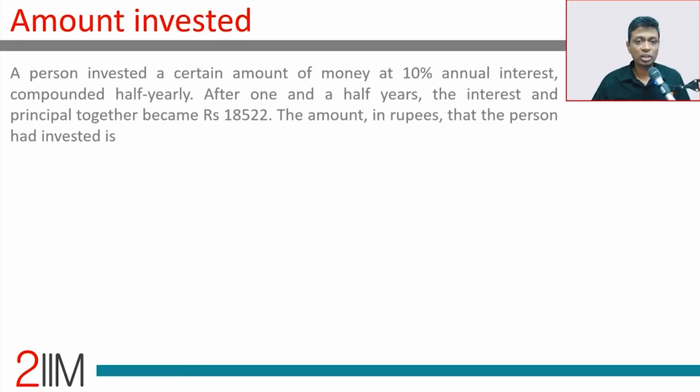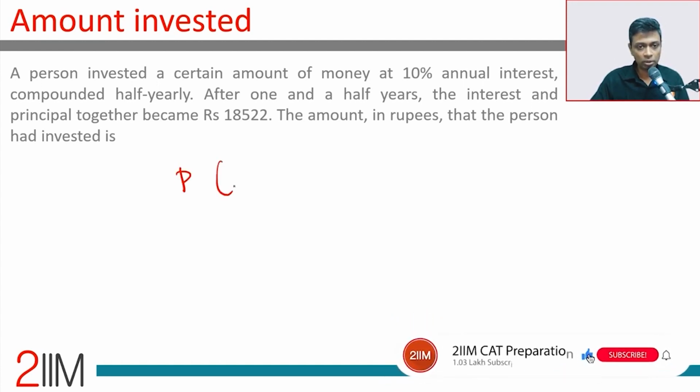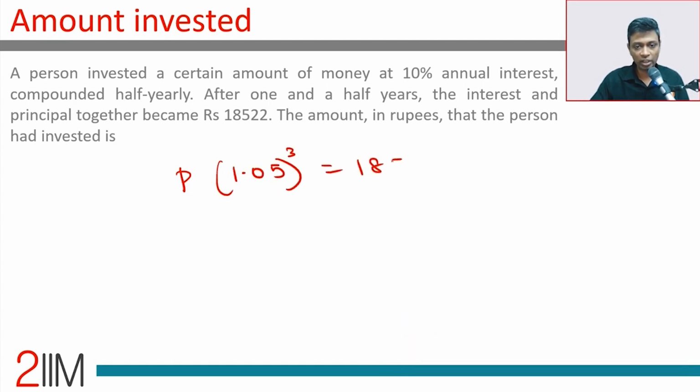A person invested a certain amount of money at 10% annual interest, compounded half yearly. After 1.5 years, the interest and principal together became 18,522. Principal into 1.05 whole cube is 18522. That's all this is. 10% annual interest, compounded half yearly, so half yearly interest is 5%. After 1.5 years, that is 3 compoundings, it becomes 18522, find principal.